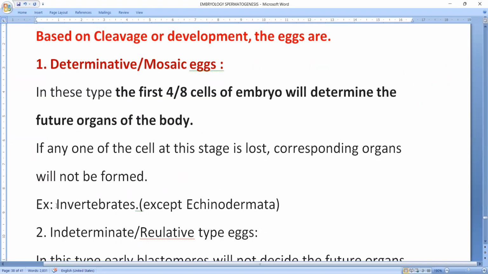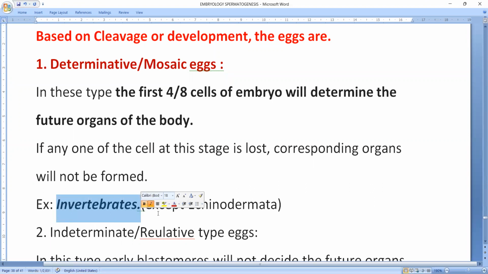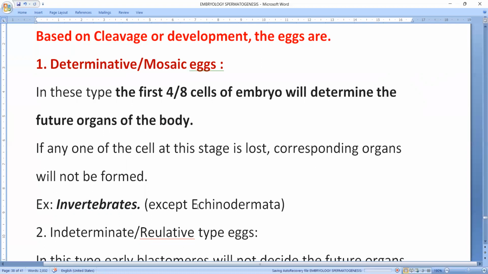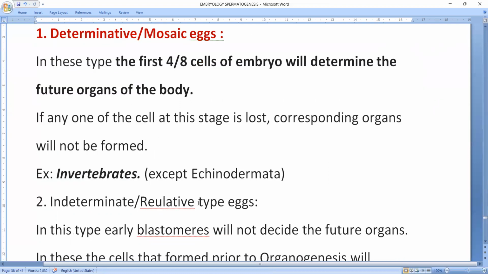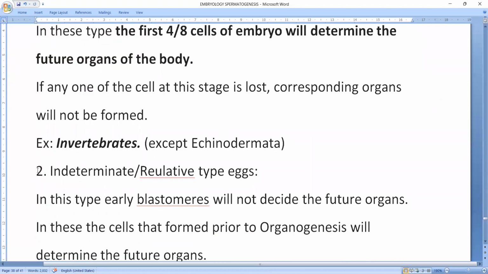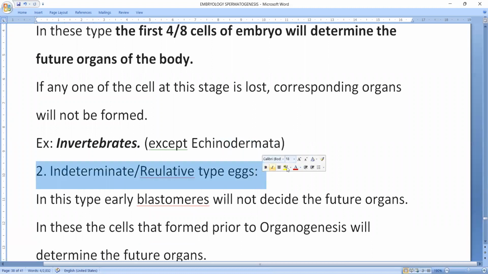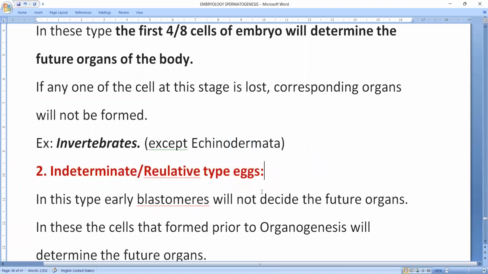So all the invertebrates have mosaic eggs. They release mosaic eggs, or determinative type of eggs, except echinoderms. In Echinodermata, determinative type of eggs are not present. The second one is indeterminative or regulative type of eggs.